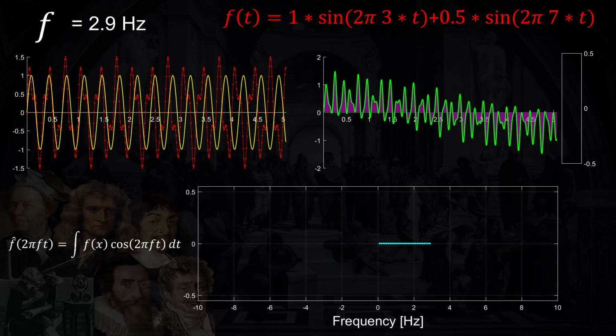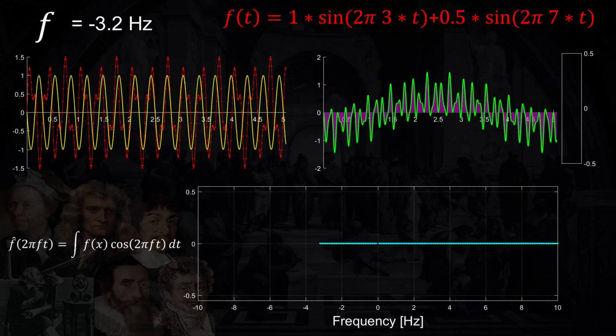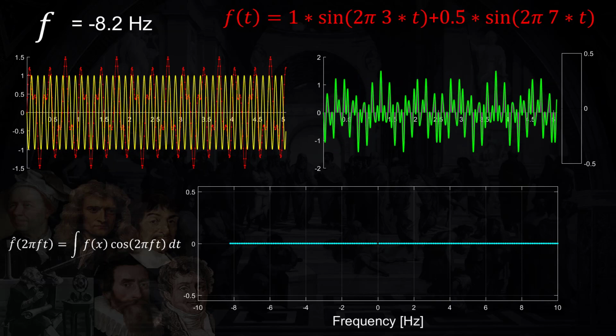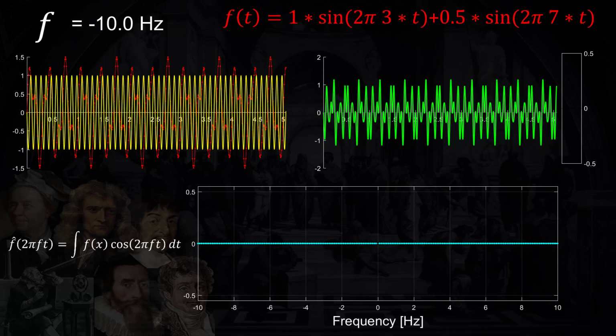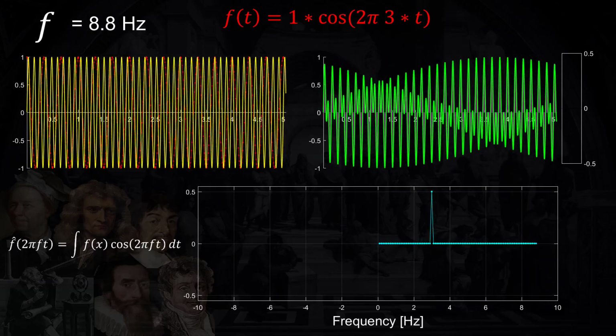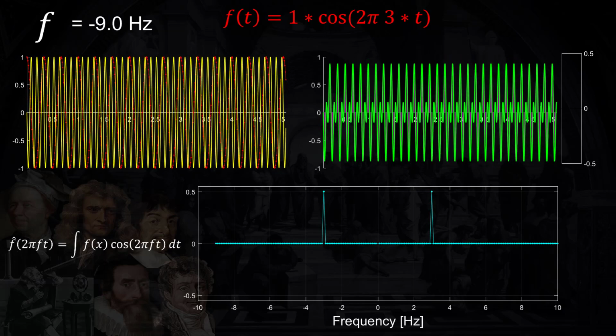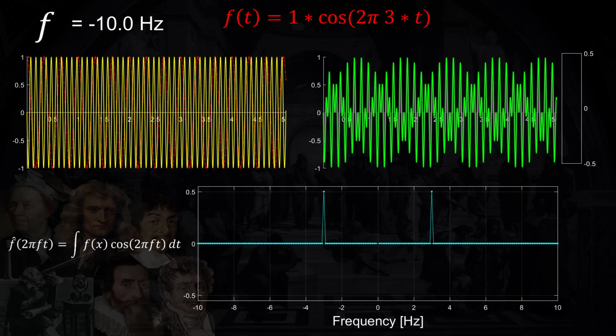Next, I'm going to use the same signal but perform the transform with the cosine function. As you might have expected, the signal I created has 3 Hz and 7 Hz sine signals, so no relationship is found at any frequencies with the cosine function. If I update the signal to have a cosine signal at 3 Hz, then obviously it should show contents at 3 Hz and negative 3 Hz. The reason the graph shows like this is because cosine is an even function.